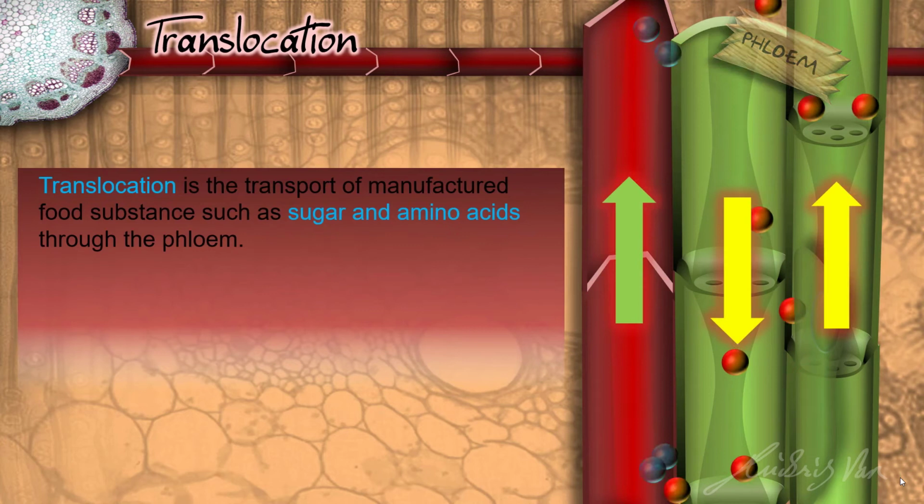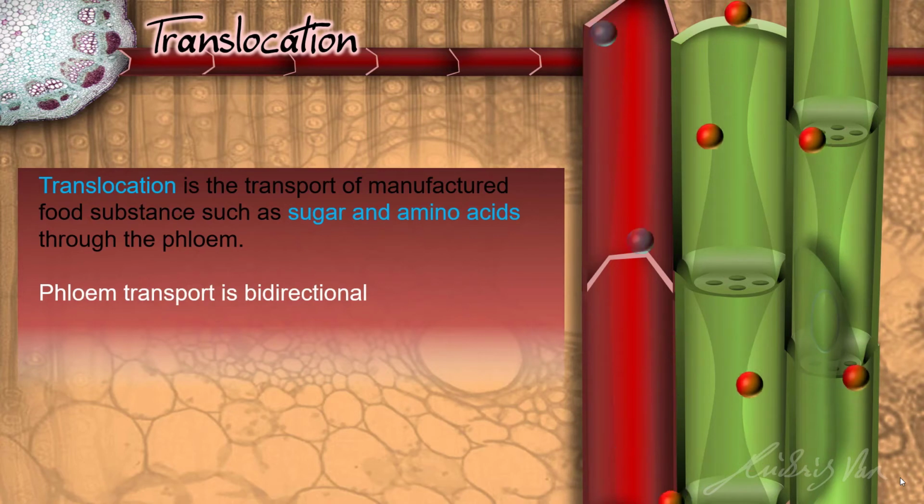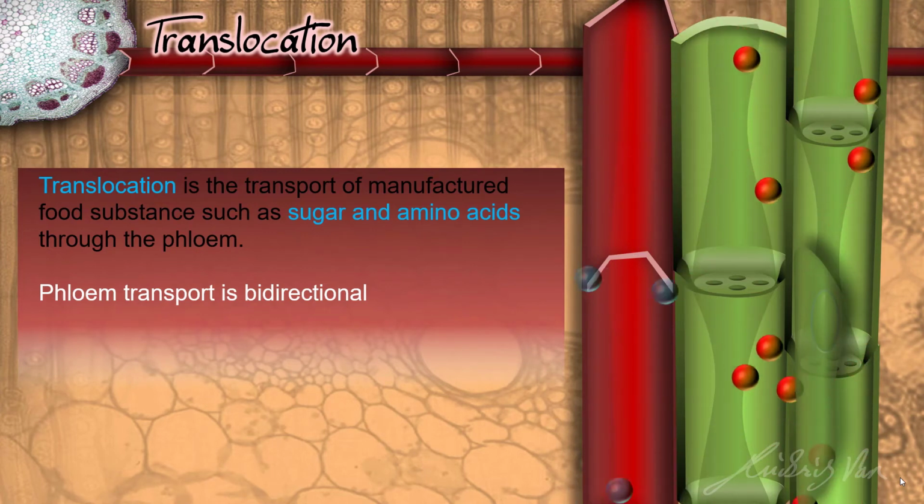So translocation is the transport of manufactured food substances such as sugar and amino acid through the phloem. Phloem transport is bidirectional, meaning it can go up as well as go down. So from leaf, it can be transported to the flower that is on top or the fruit that is on top, as well as get transported to the root. But just bear in mind, when we say transport sugar, or in this case sucrose, as well as amino acid, we are not transporting them in their solid form. They are dissolved before they can be transported.